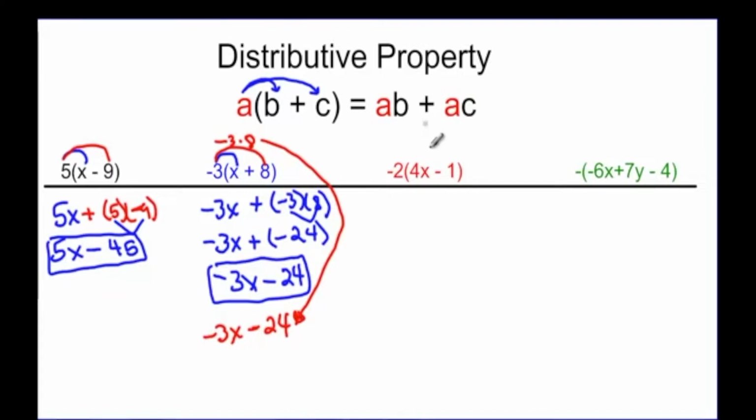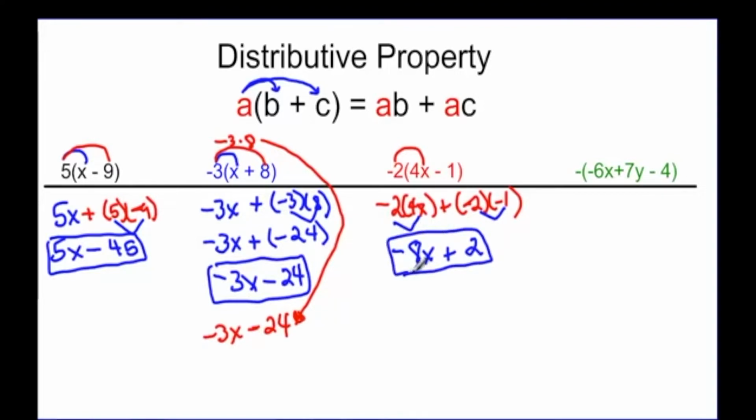So let's try this next one then. Negative 2, we're thinking negative 2 times 4x plus negative 2 times negative 1. And if we do the work, then negative 2 times 4x would be negative 8 times x. And negative 2 times negative 1, remember a negative times a negative is a positive, so it would be 2, and we would be done at that point.